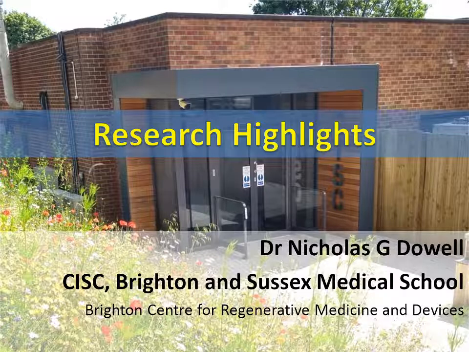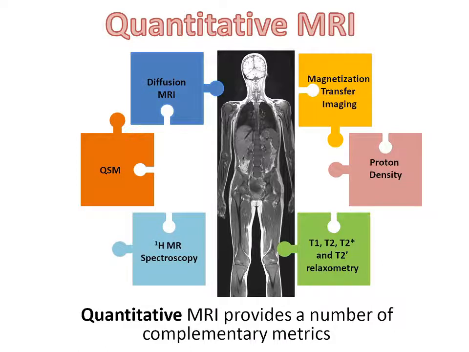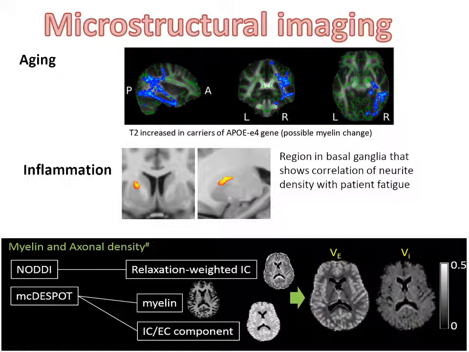These next few slides are an overview of my research. I've done quite a bit of microstructural brain imaging, and some of the techniques I've learnt there I've applied to studying elsewhere in the body, such as the intervertebral disc. The project I'm currently working on is looking at blood-brain barrier permeability and how to use MRI to study that. All of these techniques involve quantitative MRI, which is using the MRI scanner as a measuring device. Using some of the quantitative MRI techniques on the screen here, we're able to extract biomarkers, which can tell us something about things that are happening in the body.